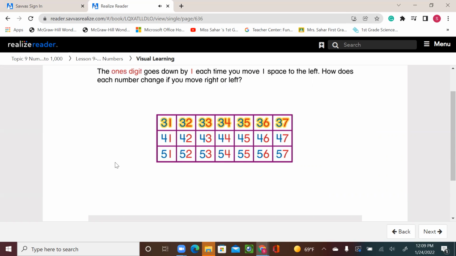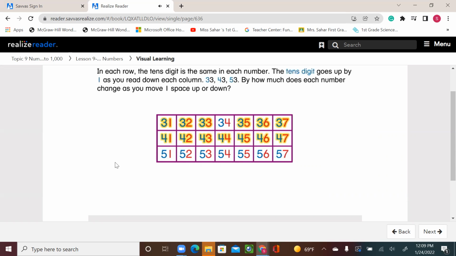How does each number change if you move right or left? Each number changes by 1 if you move one space right or left. What pattern do you see with the tens digits? In each row, the tens digit is the same in each number. The tens digit goes up by 1 as you read down each column. 33, 43, 53. By how much does each number change as you move one space up or down?